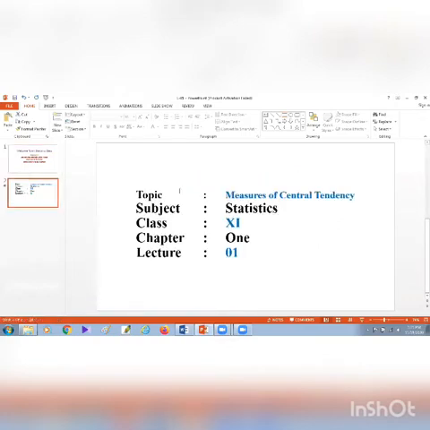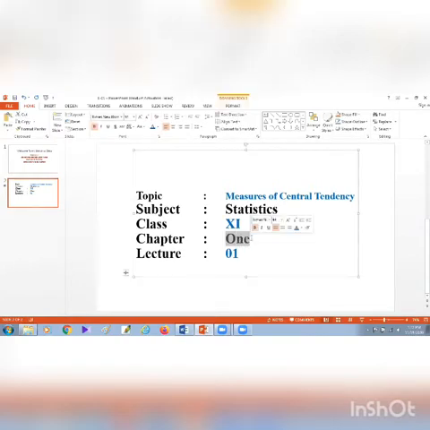Today we are going to discuss the third chapter of statistics first paper, which is measures of central tendency. In this chapter, we'll learn about the measures of central tendency and its different types.